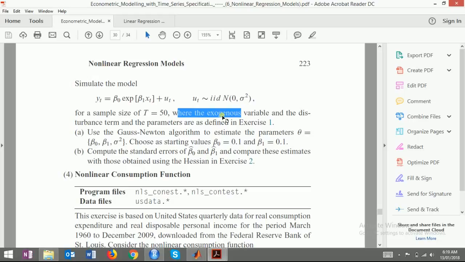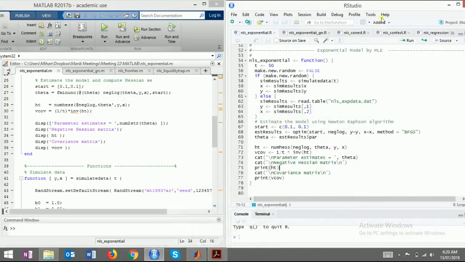Beta naught which is 0.1 and beta 1 which is 0.1. Compute standard errors for beta naught and beta 1. We need to define the default tolerance here because remember, beta naught and beta 1 estimation with Gauss-Newton will continue up until it is less than the default tolerance. Compute the standard errors of beta naught, beta 1 and compare these estimates with the estimates we received from Hessian in exercise 2. Okay, great, not bad.